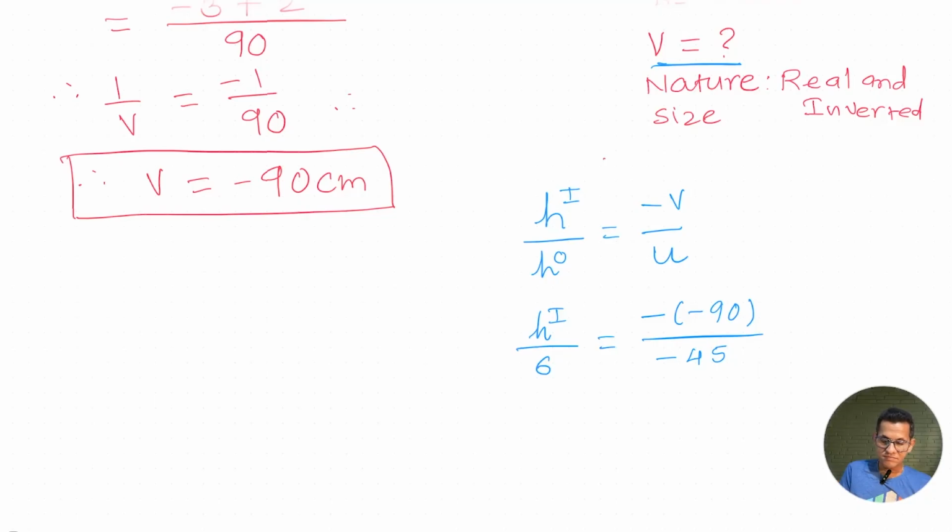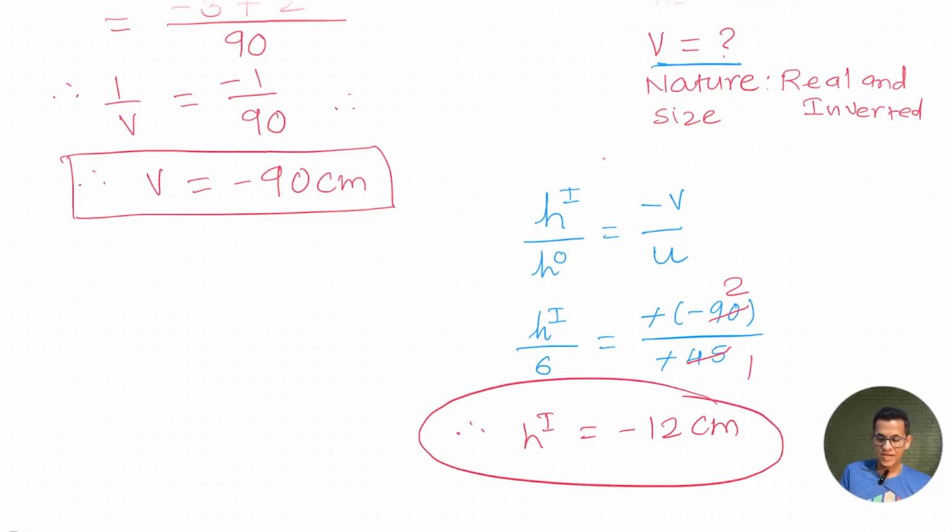Now let's cancel negative with negative. Let's also cancel 45 with 90. 45 ones are 45, 45 twos are 90. And now if I simply cross multiply, my answer would be height of the image is equal to 6 multiplied by 2, which is 12, and there is a negative sign, so negative 12 centimeters. So the negative sign for the height of the image again confirms that the image is real and inverted.